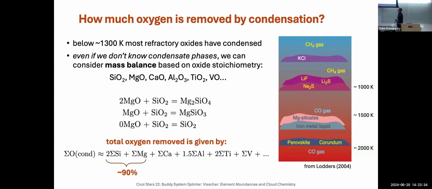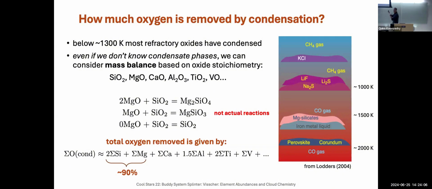So, for example, we can consider the removal of oxygen by each of these rock-forming elements or oxide-forming elements, and we can mix and match them in a way to account for any condensate that might form. Now, I just want to highlight here, these are not actual chemical reactions. What we're doing here is bookkeeping. We want to have mass balance between the rock-forming metals and how much oxygen each of these metals is going to take out of the vapor phase, right?